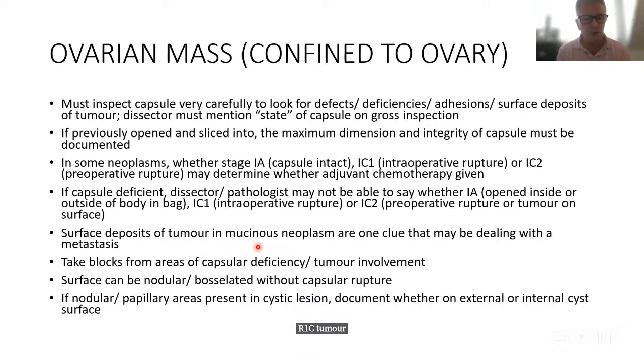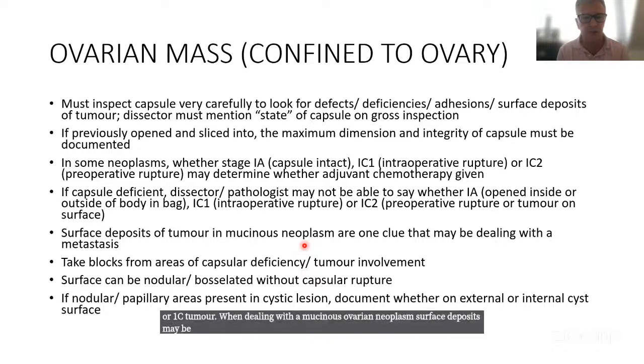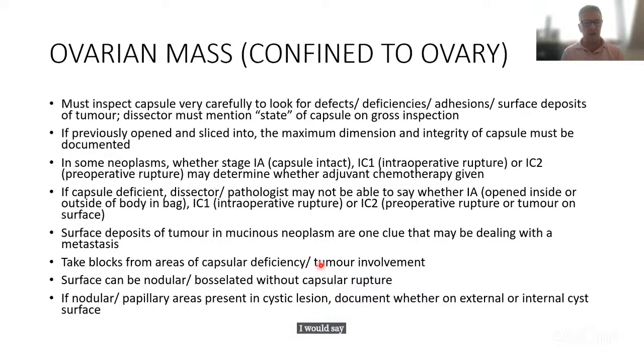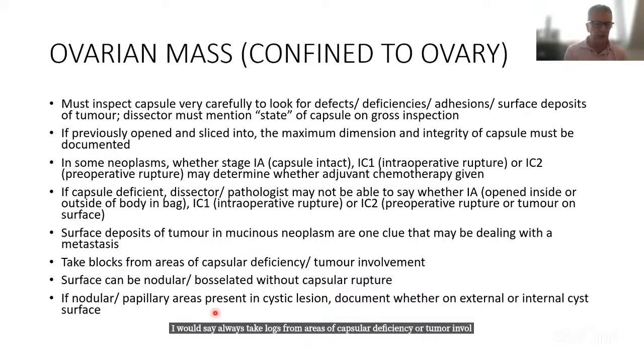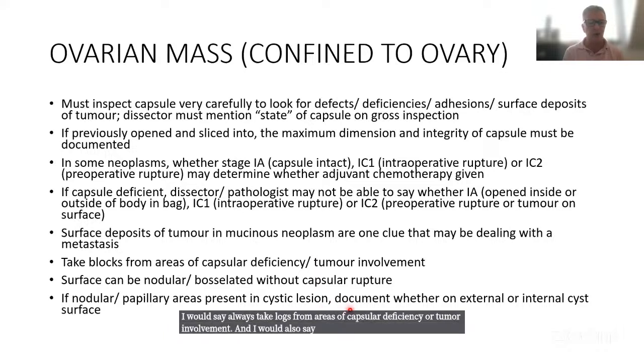When dealing with a mucinous ovarian neoplasm, surface deposits may be a clue that you're dealing with a metastasis. I would say always take blocks from areas of capsular deficiency or tumor involvement. And I would also say the surface can sometimes be nodular or bossulated without capsular rupture.